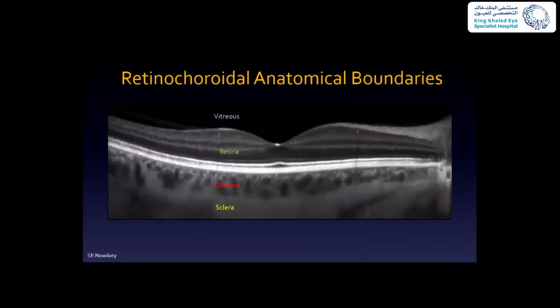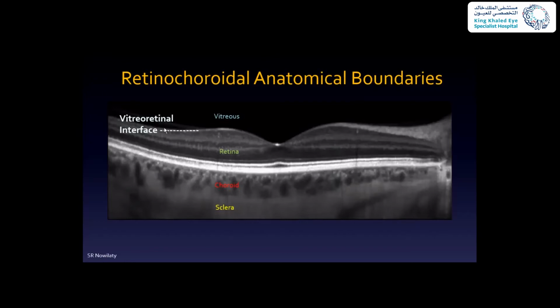So let's go back to very quickly look at the retinochoroidal anatomy, just the boundaries for now. We're going to talk about the anatomy a little later when we talk about the qualitative interpretation. As you know, the vitreous is a hyporeflective cavity. Hyporeflective means it's dark, there's nothing that reflects from it. Reflectivity is what we use when we talk about OCT. In fluorescein angiography, we talk about fluorescence. In OCT, we talk about reflectance. These are the proper words to use.